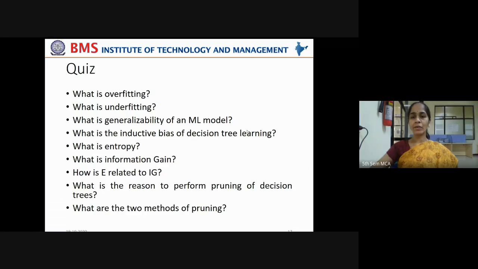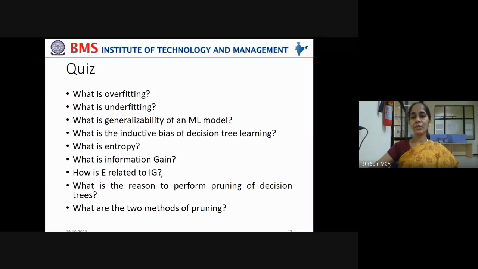Now, what is the inductive bias of decision tree learning? What are the two assumptions we make in decision tree learning, students? Quickly. Preferring shorter trees when compared to larger or complex trees, and using information gain in order to build such short trees. Right? What is entropy? Uncertainty in the classification is called entropy. What is information gain? How well the classification can be done. That measure is called information gain.